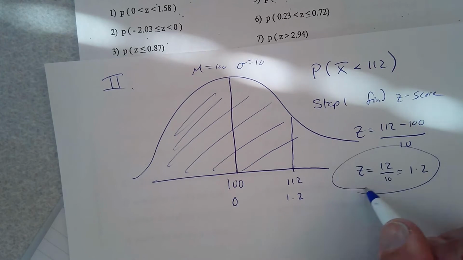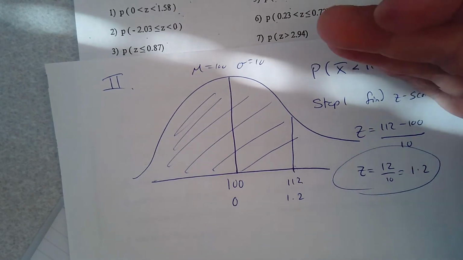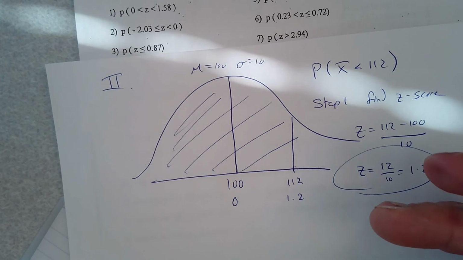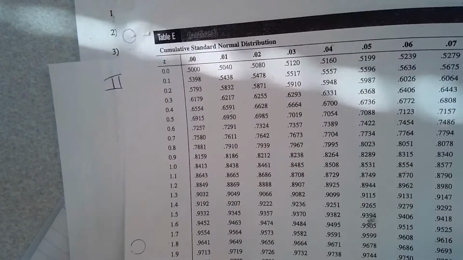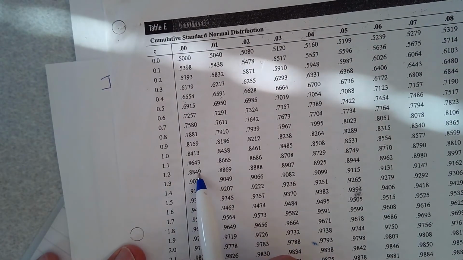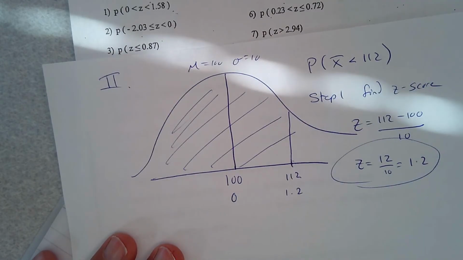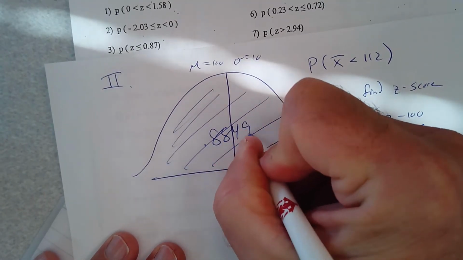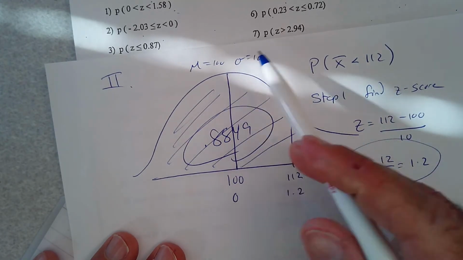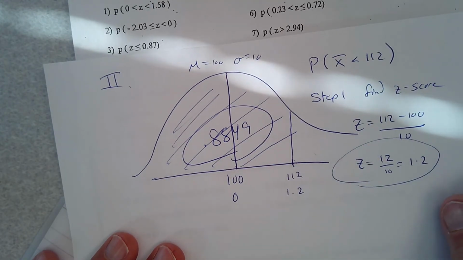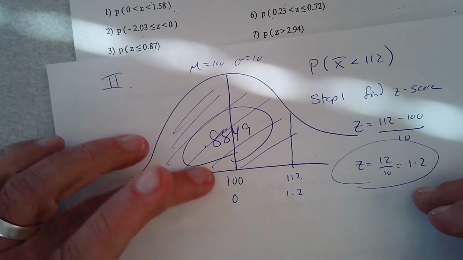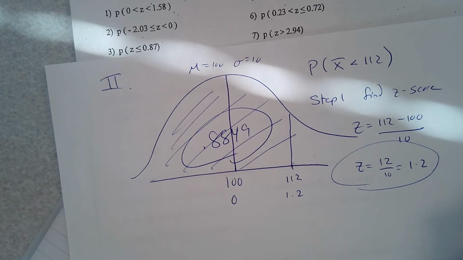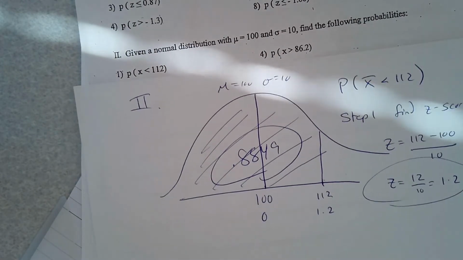Now that you have it in this z-score form, so what I did is I took an actual problem, converted it to a z-score. Now we're just doing what we did in step 1. We're going to look on our table at 1.2. 1.2 is 0.8849. So the probability that you're going to score less than 112 based on this distribution is very good. It's about an 88% chance. So we're converting an actual score to a z-score so that we can find its probability using our table. We'll do one more in that group.